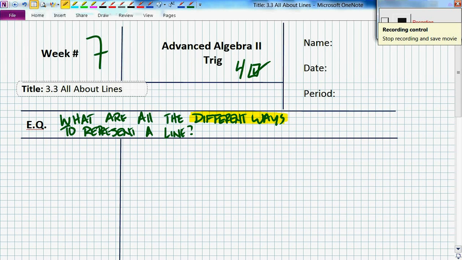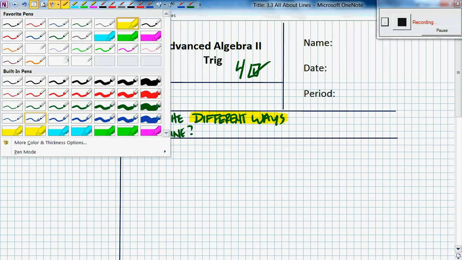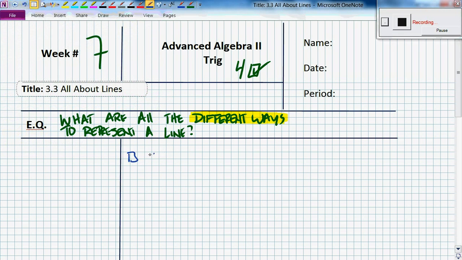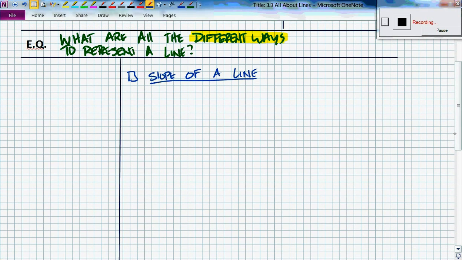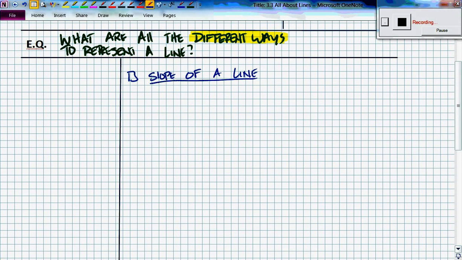We're going to start our discussion of all the ways to represent a line with the most basic of ideas, and that would be slope. Slope of a line. Again, this is review. We've all seen this before, so why don't you go ahead and shout out what you know about the slope of a line? Okay, let's start with that.